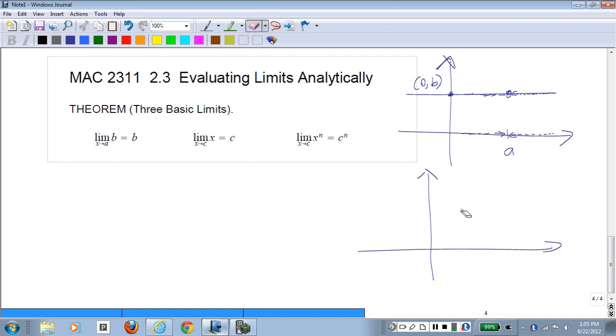Almost got it right. Try it again. The identity function. Okay.